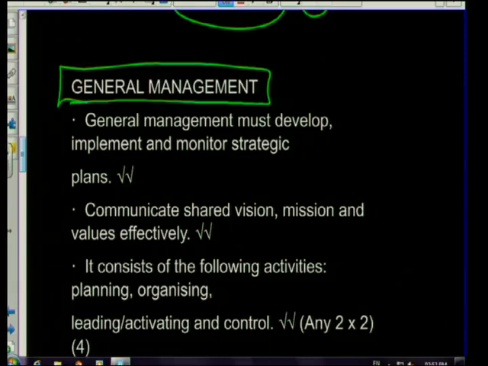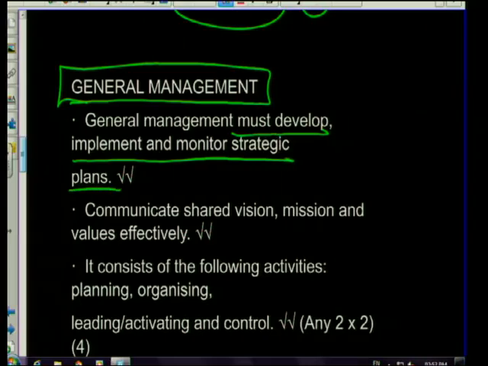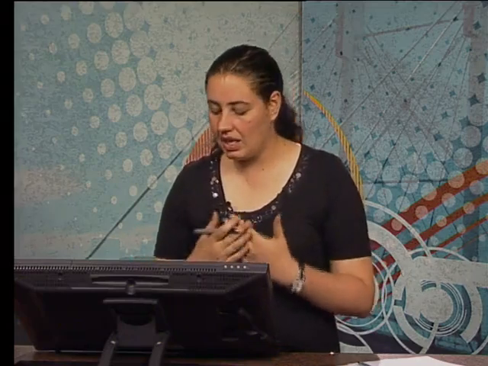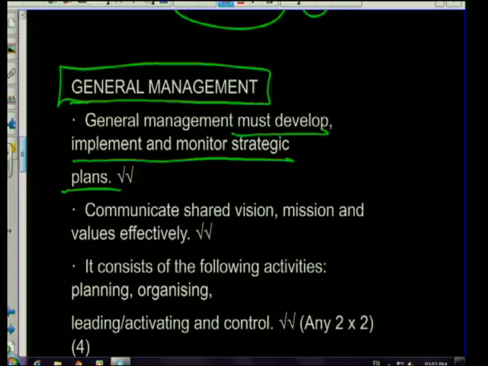Let's go to the next part here, looking at general management. Remember, general management also was part of what we did earlier. So breaking this down, let's have a look at general management in a bit more detail. So general management must develop, implement, and monitor strategic plans. So remember, you have different levels of management, and part of what general management does is to ensure that there is strategic implementation.